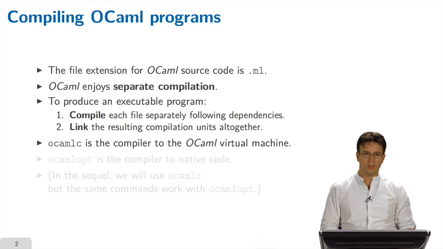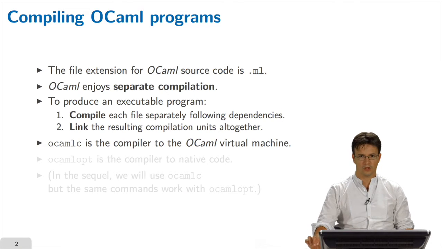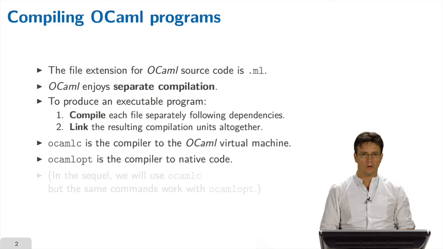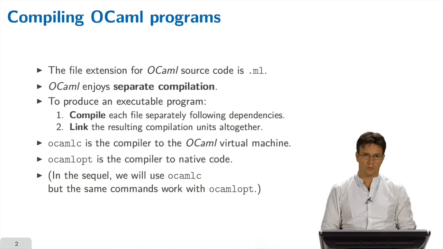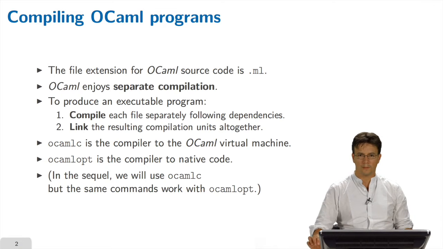To do so, you will use ocamlc, which is a compiler from OCaml to the OCaml virtual machine, or ocamlopt, which is the compiler from OCaml code to native code, which means the code that your processor understands directly. In the sequel, we will use ocamlc, but you can use the same commands and they will work with ocamlopt too.